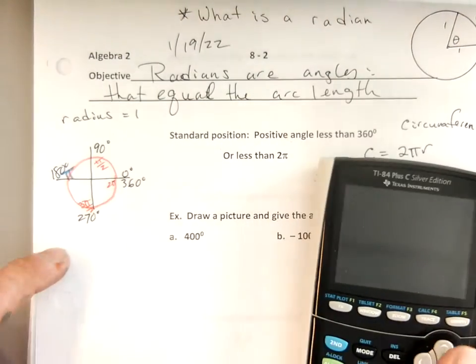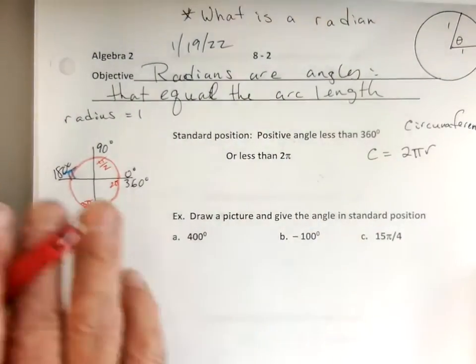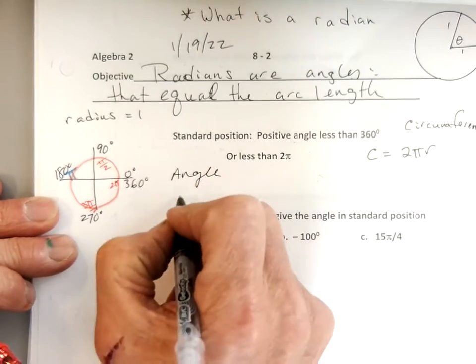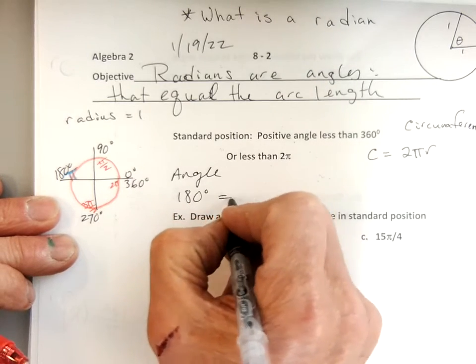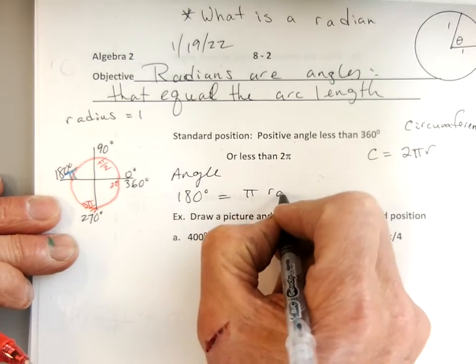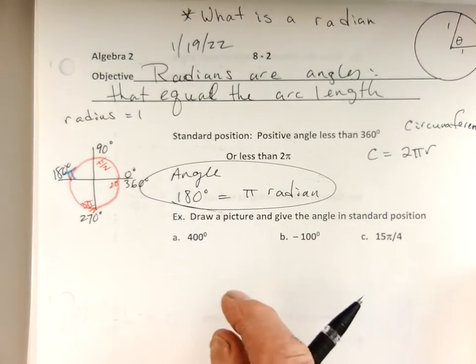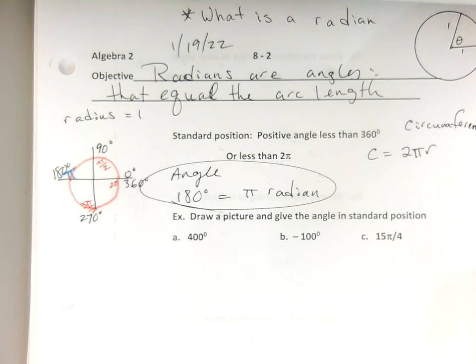That means that I have an angle of 180 degrees, which is also equal to pi radians. They're both angles. They're both the same angle. You should write this down: the same angle, 180 degrees and pi. But the arc length is also pi, 3.14, so the arc length and the angle are the same.